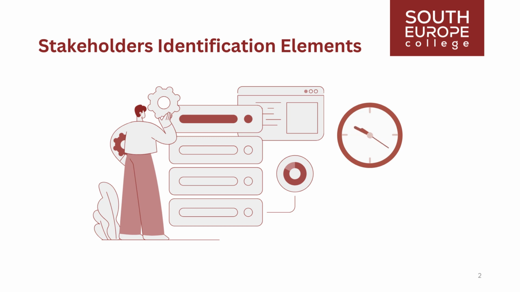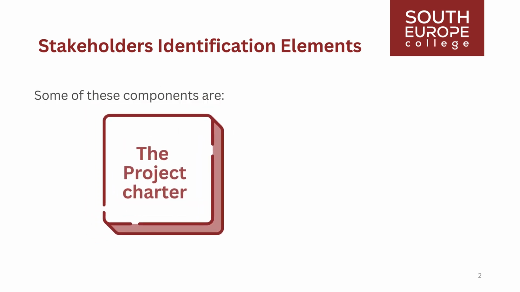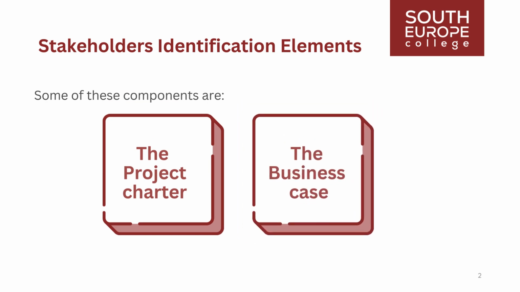Some of these components are: the project charter identifies the key stakeholders and may contain information regarding their responsibilities. The business case identifies the project objectives and establishes an initial list of stakeholders affected by the project. The benefits management plan outlines the anticipated approach for realizing the benefits outlined in the business case.